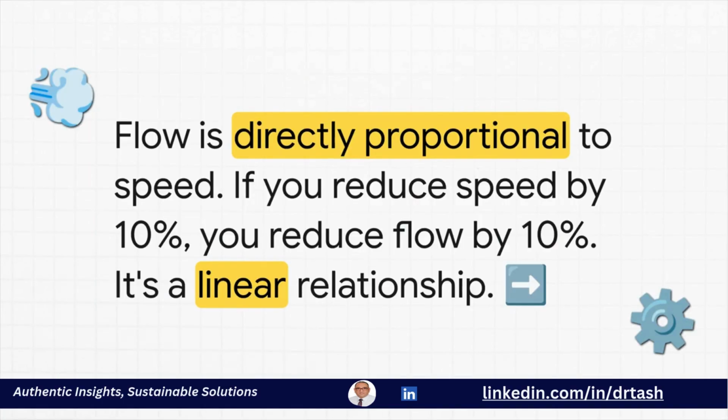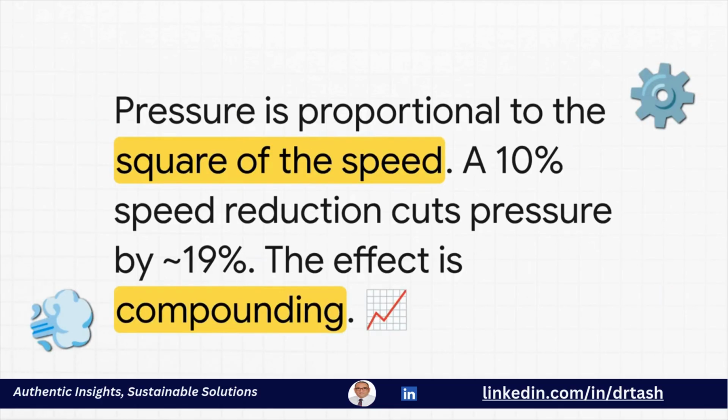Okay, now shifting gears a bit. For dynamic compressors, like centrifugals, you absolutely have to understand the affinity laws. It's a total game changer for your control strategy. The first law is simple. It's linear. Flow is directly proportional to speed. You slow the compressor down 10%, you get 10% less flow. Simple as that.